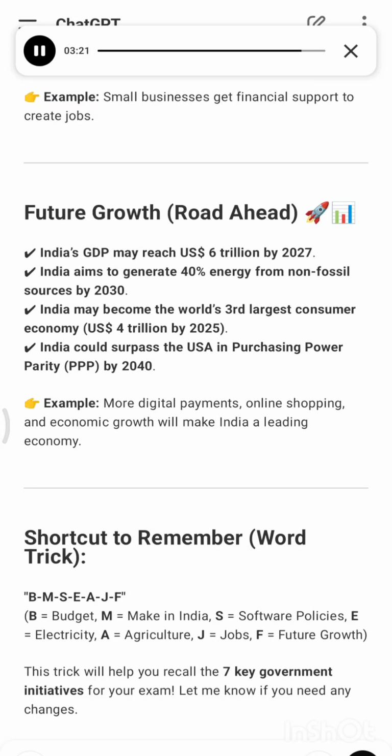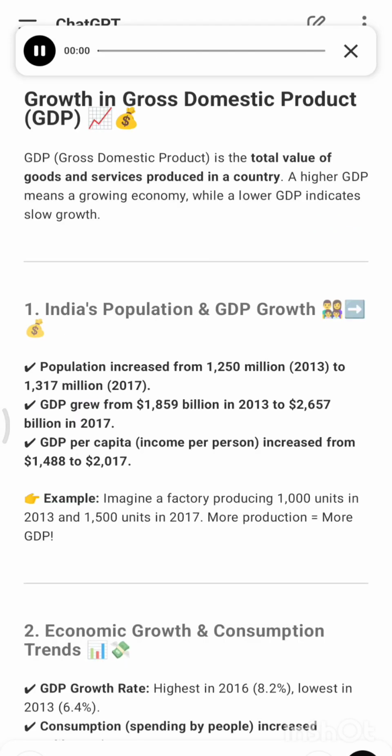Shortcut to remember. Word trick. BMSEAJF, B equals budget, M equals Make in India, S equals software policies, and so on. GDP, gross domestic product, is the total value of goods and services produced in a country. A higher GDP means a growing economy, while a lower GDP indicates slow growth.